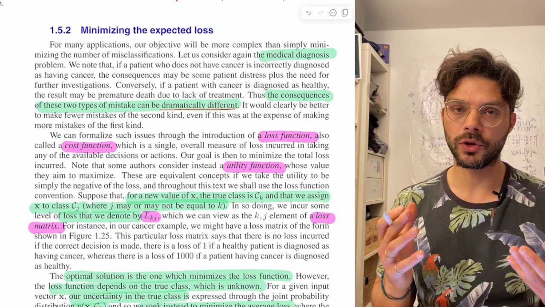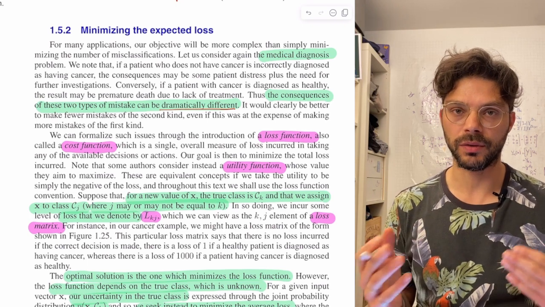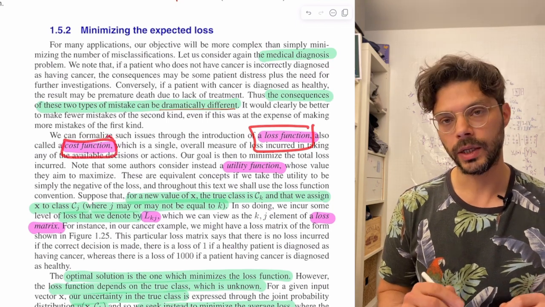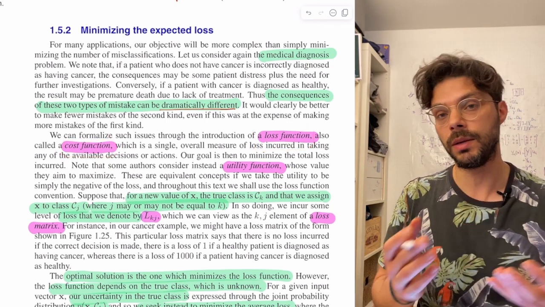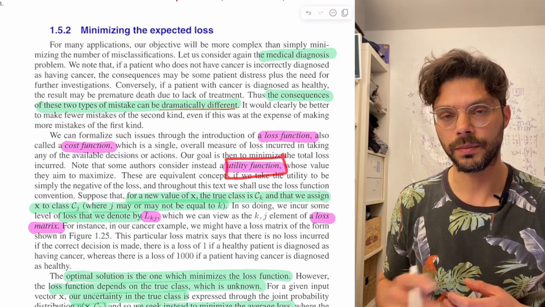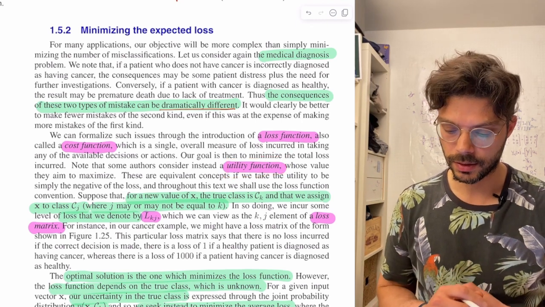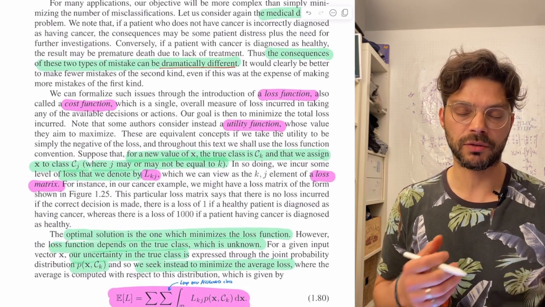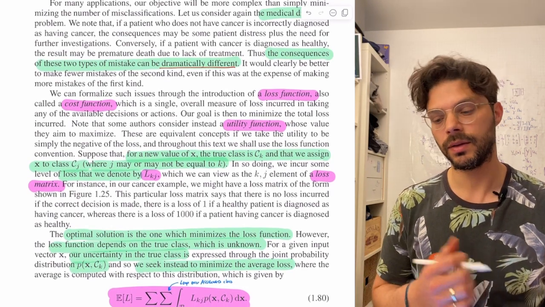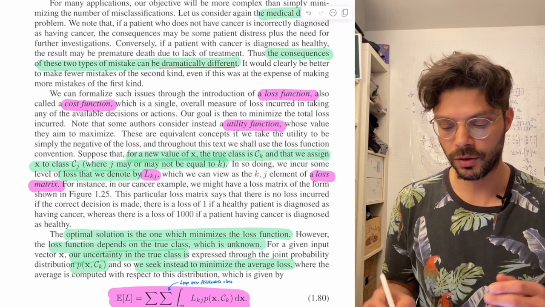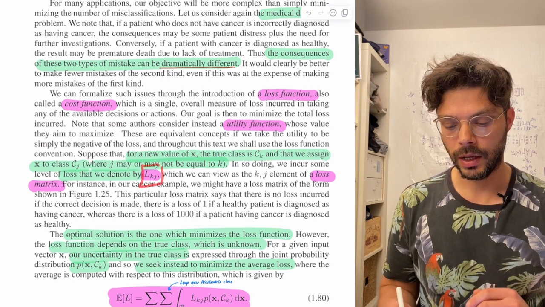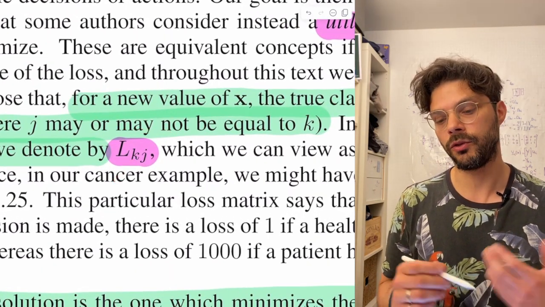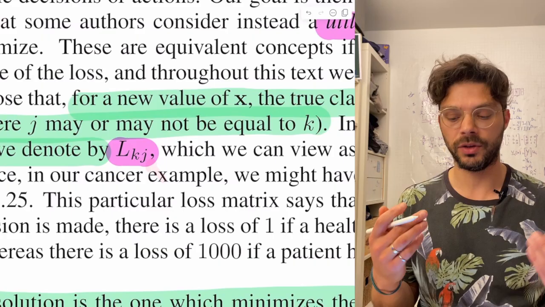We capture our notion of how expensive different kinds of mistakes are with a loss function, or a cost function equivalently. Or if you're trying to maximize instead of minimize, you would call it a utility function, so the benefits you would get from making decisions. When you have discrete classes of whether someone has cancer or not, the loss function becomes a matrix, L_kj, where k is the true class and j is the class that you're going to assign.